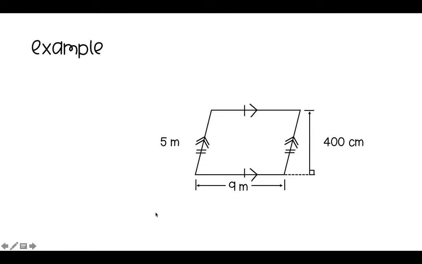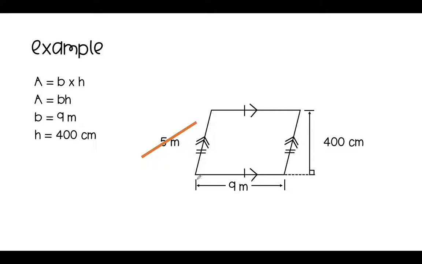One more example. Here's another example where we have 9 meters, 400 centimeters and 5 meters. So now we've got 3, so we need to work out which one's the correct one. So again, area equals base times height, or BH. Our base is 9 meters. Now, which one of these heights is the correct one? So we've got one here and one here. Remember, it's the one that's a right angle to the base. This length here is not at 90 degrees. This isn't 90 degrees, it's less than 90 degrees. So this isn't the correct one, so we go 400 centimeters.